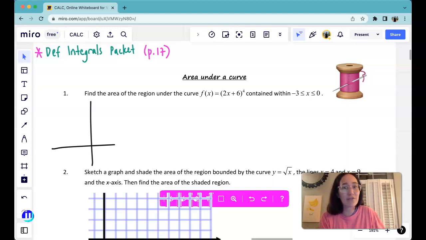We've been working with definite integrals. We've been working with a combo of geometry and calculus to get area under a curve. And today's time, we get a little bit more practice with some good ones in your definite integrals packet on page 17. So join me there. Get excited. Get ready to take some notes.